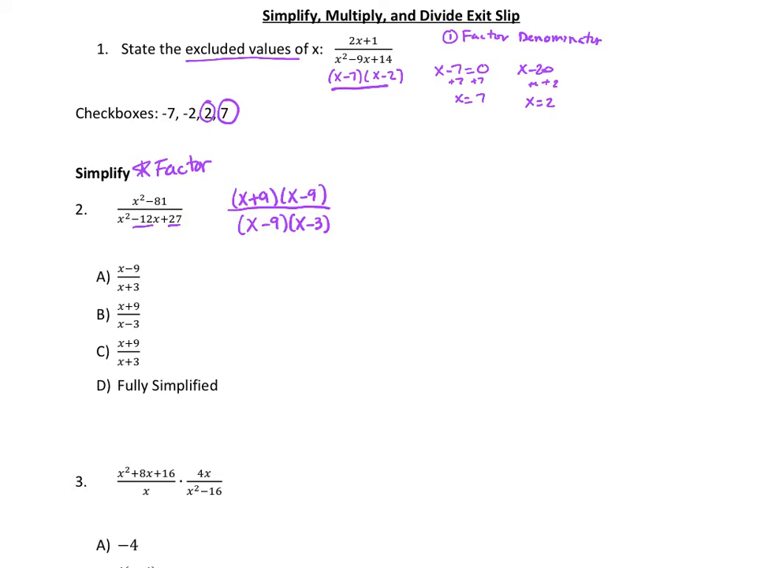Once it's factored, I can look to simplify by dividing. So I can divide x minus 9 with x minus 9, and that'll give me x plus 9 over x minus 3. So the answer would be answer choice B.